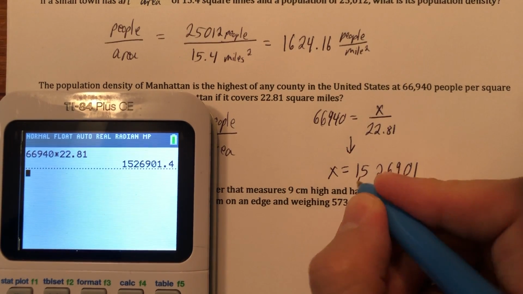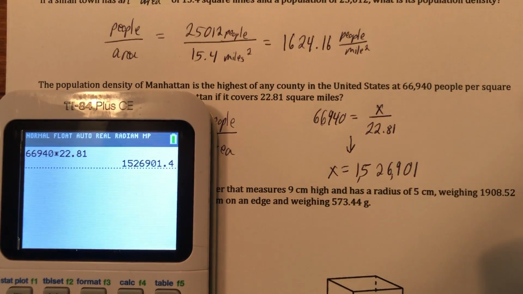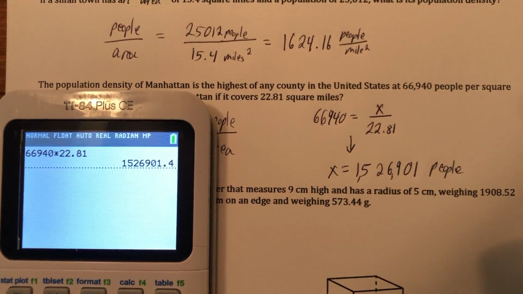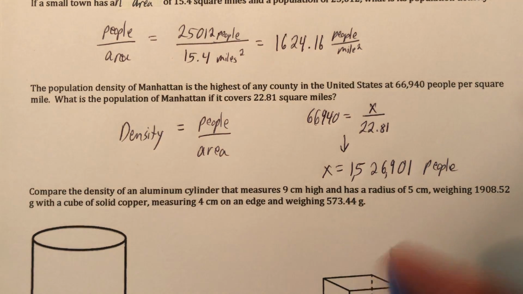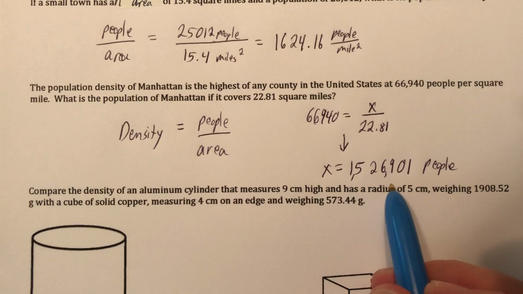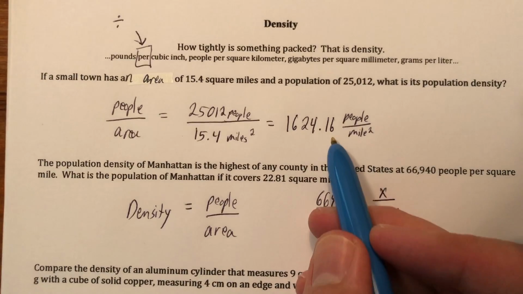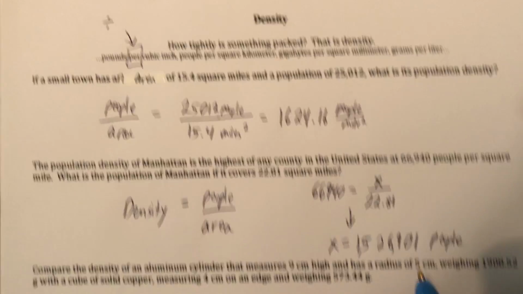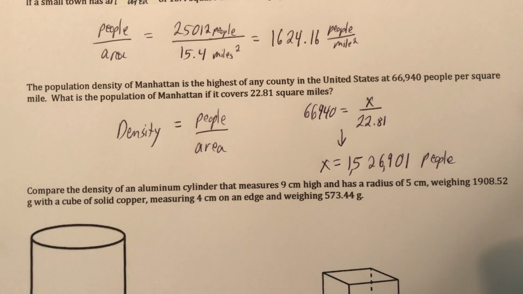1,526,901. Let's put some commas in and make some sense of it. That is 1.5 million people. That's a lot of people. Okay, so the population of Manhattan is about 1.5 million people. And again, I didn't use a decimal here. I did here because this is population density, which is an estimate, and things fluctuate. But we're dealing with the exact number of people. Okay, not a big deal either way.